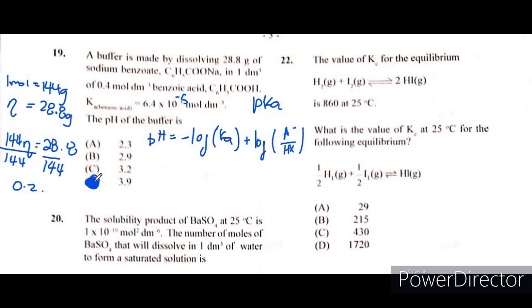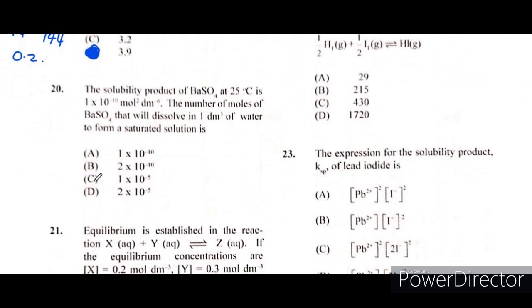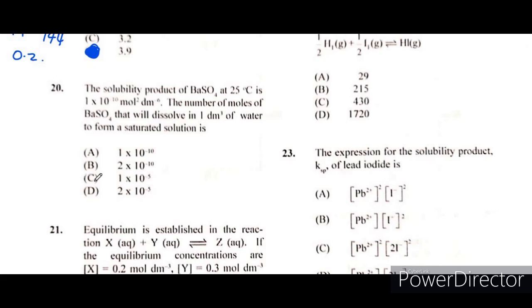It says the solubility product of barium sulfate at 25 degrees Celsius is 1 times 10 to the -10 mole squared per dm to the 6. Now the number of moles of barium sulfate that will dissolve in 1 dm cube of water to form a saturated solution is, find the square root of 1 times 10 to the -10. That's 1 times 10 to the -5. 20 is C.